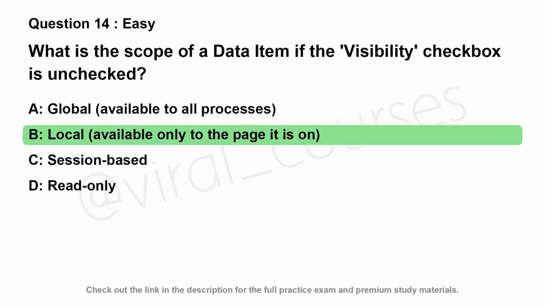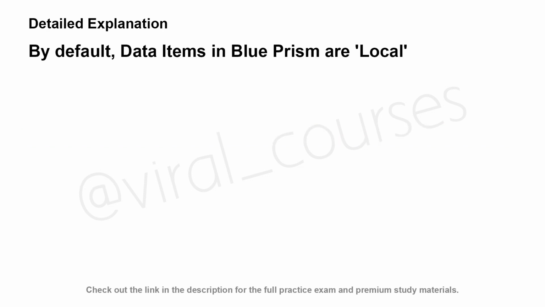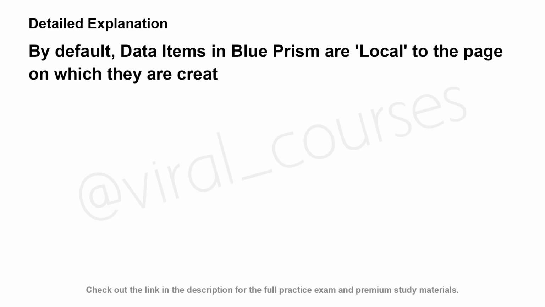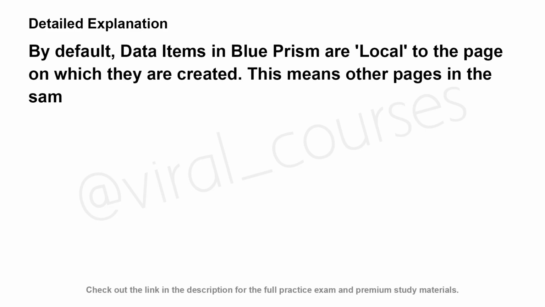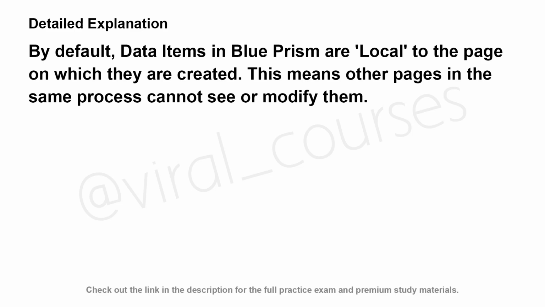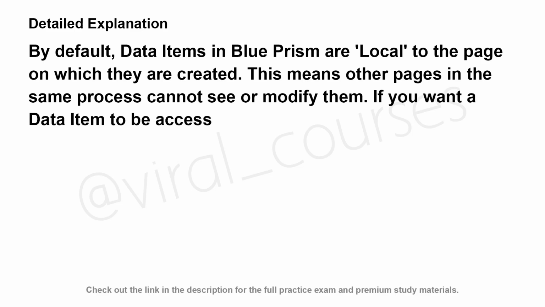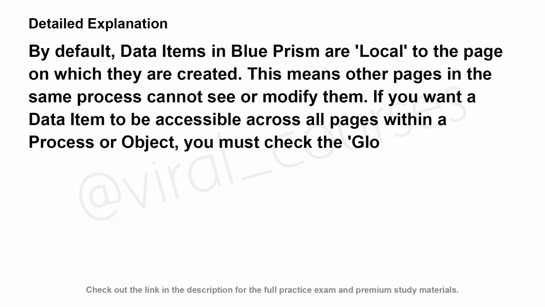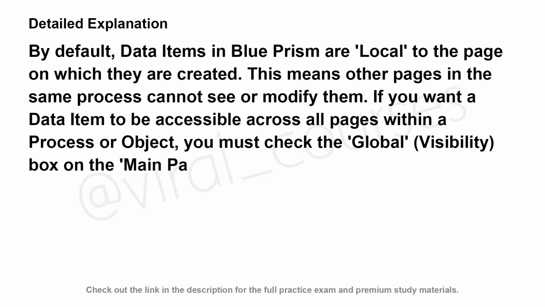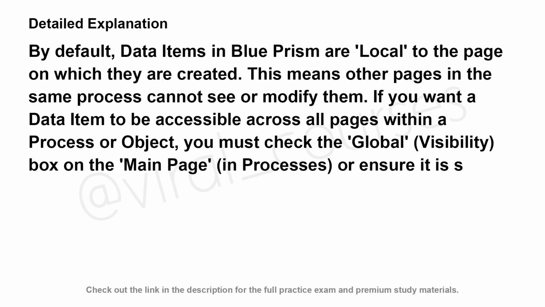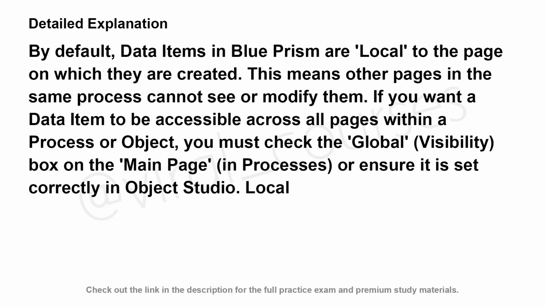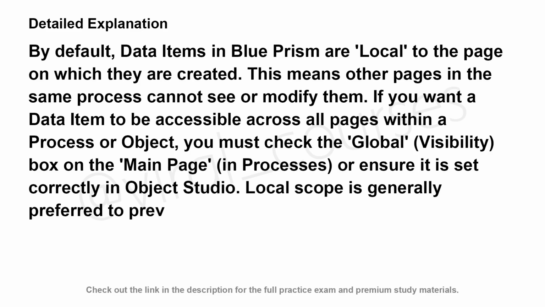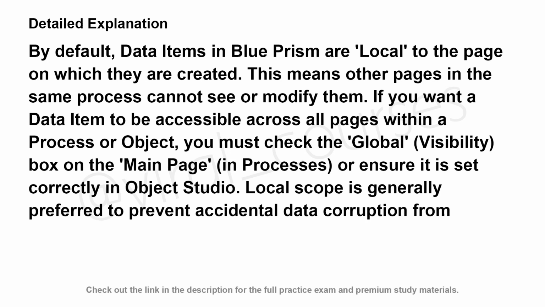The correct answer is B. By default, data items in Blue Prism are local to the page on which they are created. This means other pages in the same process cannot see or modify them. If you want a data item to be accessible across all pages within a process or object, you must check the Global Visibility box on the main page, in Processes, or ensure it is set correctly in Object Studio. Local scope is generally preferred to prevent accidental data corruption from other parts of the process.